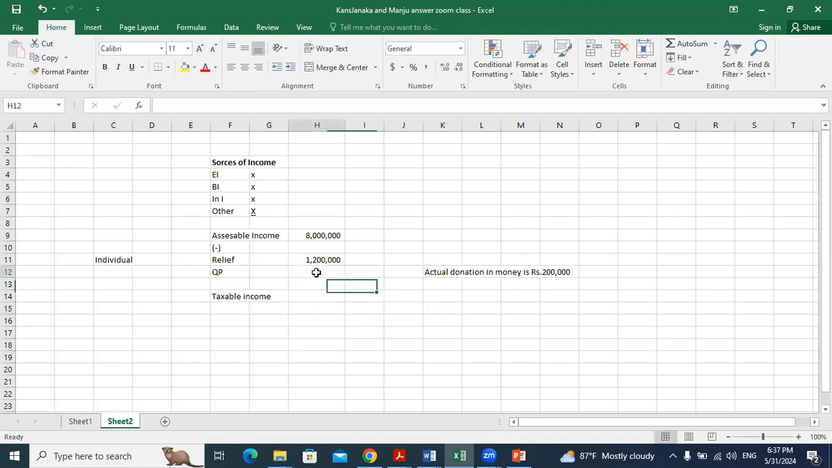So how much can be deducted for this individual as the qualifying payment? A donation to an approved charity in money. The name should be given when we submit the returns. All the details and the receipt should be provided. Without a receipt, you can't claim any of the qualifying payment. My question is, the actual donation made in money to an approved charity by an individual, Mr. Pereira, is 200,000. How much can be deducted?